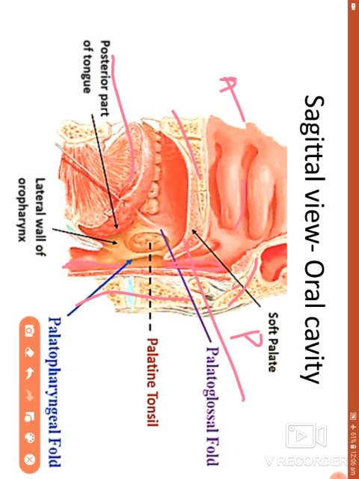And in this view, the posterolateral view, you can see this is the anterior, the palatoglossal fold. This is the posterior, the palatopharyngeal fold. There you can see the tonsillar fossa. And there you can see the palatine tonsil.